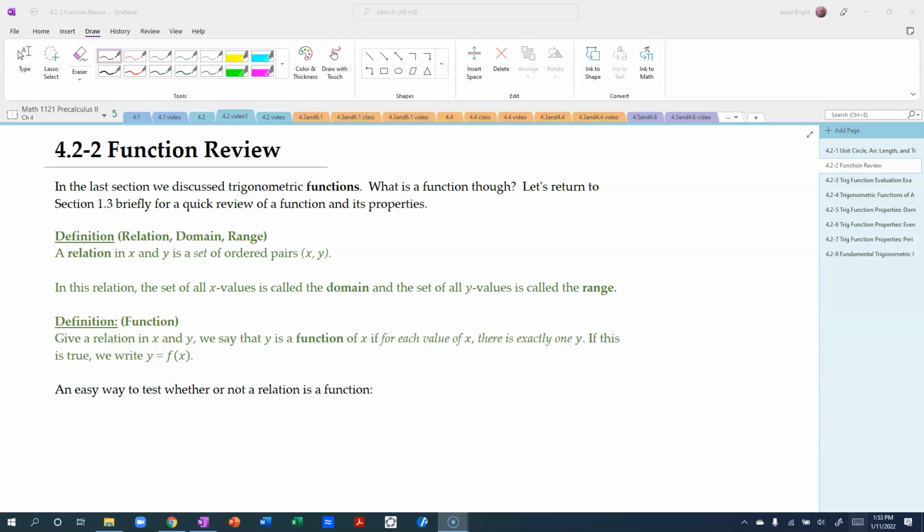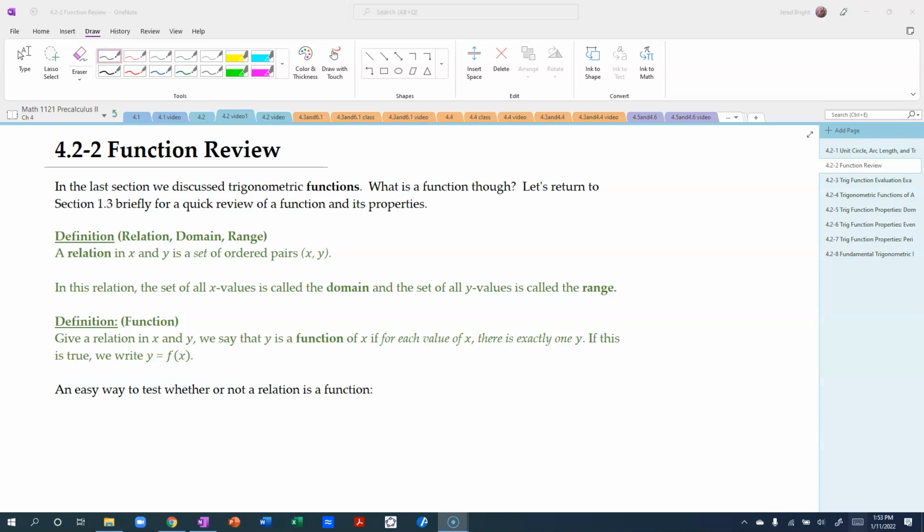Welcome back. Last section we introduced the trig functions, right? And remember, we have this concept of a function. So this might be a little bit of a review for you. If you are glancing through this and you're like, okay, I understand it, great, you can move on. But for those of us that maybe want a little refresher on what a function is, this is where you should spend a little bit of time.